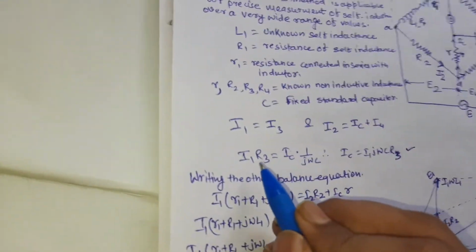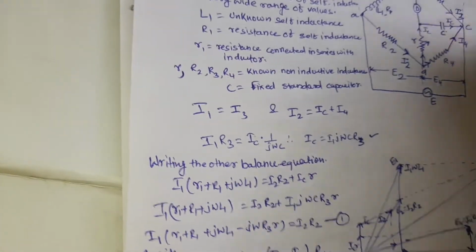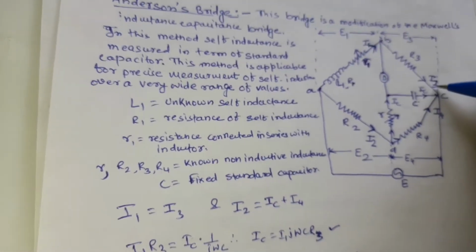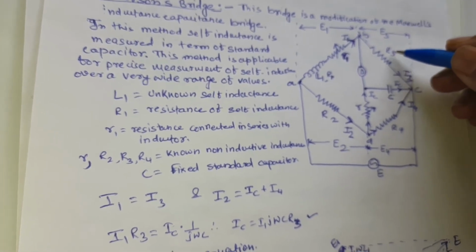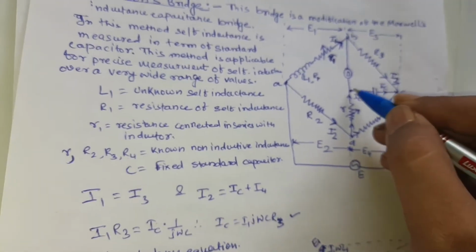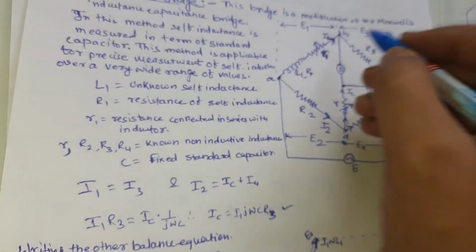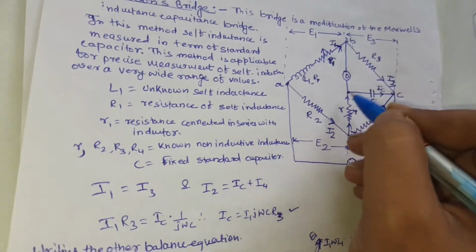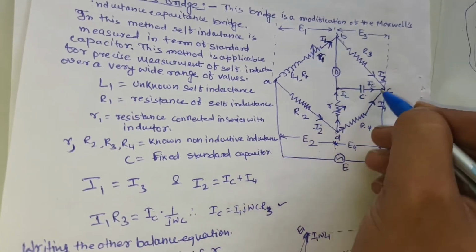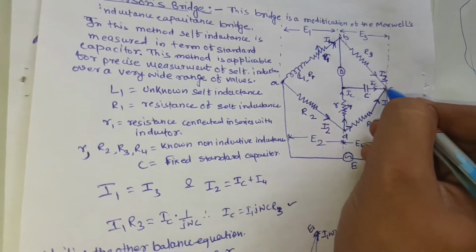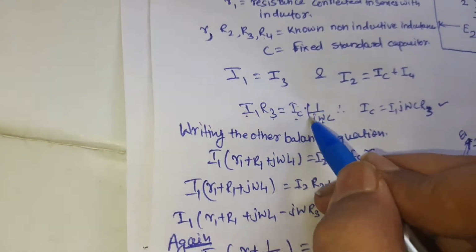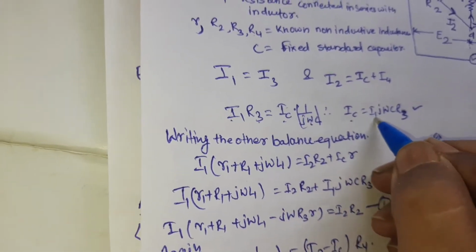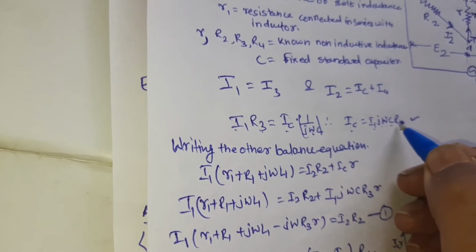So by putting in the equation, the voltage drop across branch 3, that means I1 into R3, is equal to the voltage drop across the capacitor. So at balance condition there is zero voltage difference across the galvanometer, so the voltage drop across the capacitor is equal to the voltage drop across the R3 branch. So I1 into R3 is equal to IC into 1 by j omega C, that is the impedance of the branch. That means IC is equal to I1 into j omega C into R3.